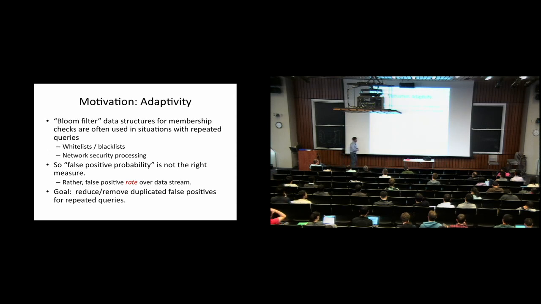So the idea is that there's really two different quantities we're talking about here. There's the false positive probability, which we can think of as being for a single element that you're asking for, and a false positive rate, which is over a data stream, and which might depend on the content of the data stream and how often it's repeated. So to be adaptive, what we'd like to do is, if you see a false positive, try and make sure that you don't see the same false positive again. Or in particular, not again and again and again, if that query is asked multiple times.